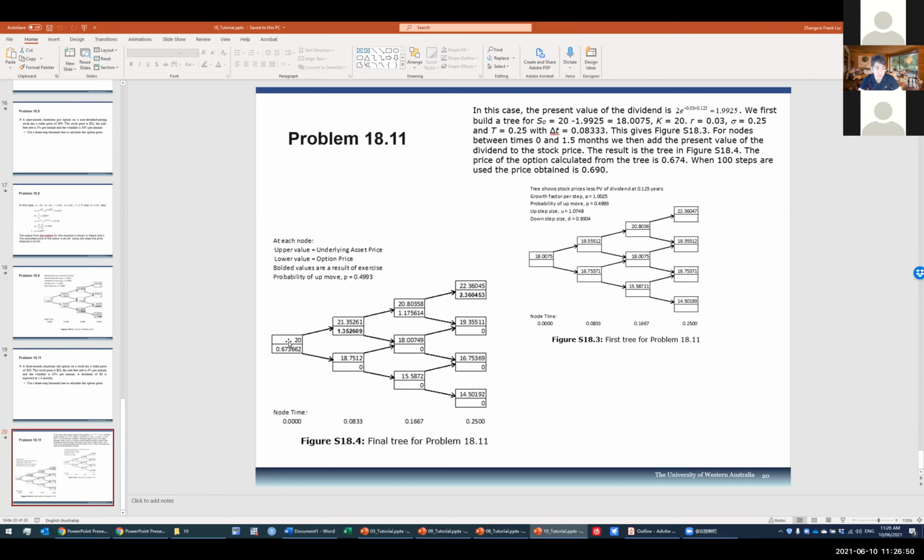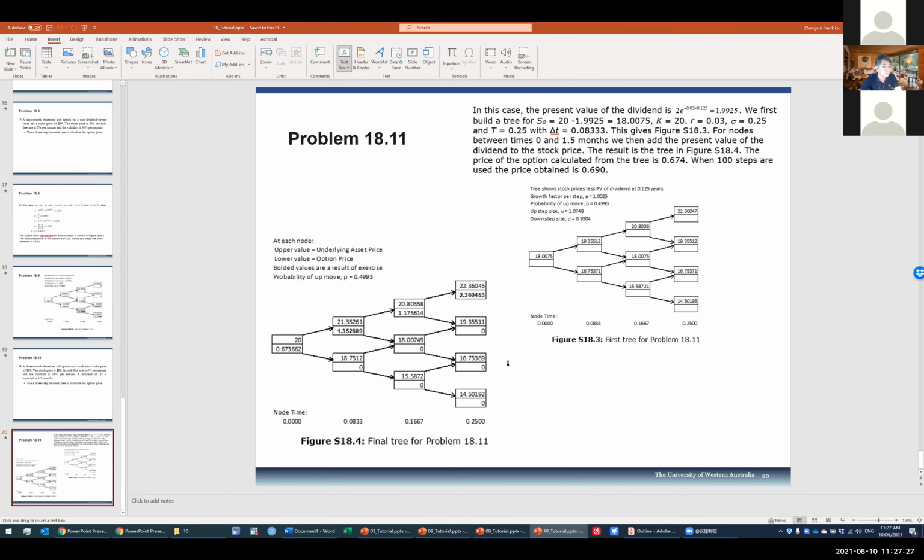Given your dividend is paid in 1.5 months' time, when you add back the dividends to your price point at that time, the dividend is going to be 0.5 months away. So this number is not 19.35 plus 1.9925. It's 19.35 plus the present value of the dividend about 0.5 months away. Which is right over here.